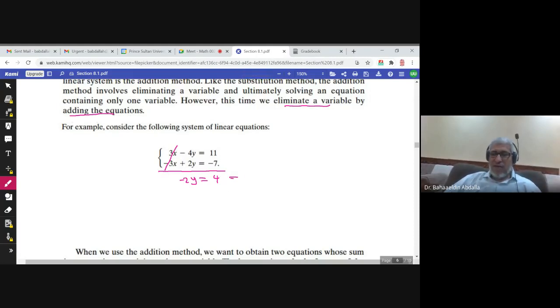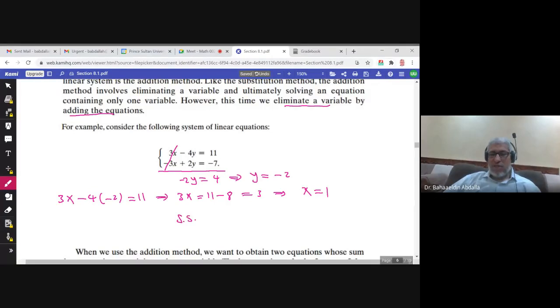So now you can divide by negative 2. Y would be 4 over negative 2. That's negative 2. And you can use any of the equations. For example, the first equation, I substitute y with negative 2, and I solve this equation, and I find the value of x. So I have here plus 8. If you take it to the other side, it would be negative 8. That's 3. So 3x equals 3, or x equals 1.